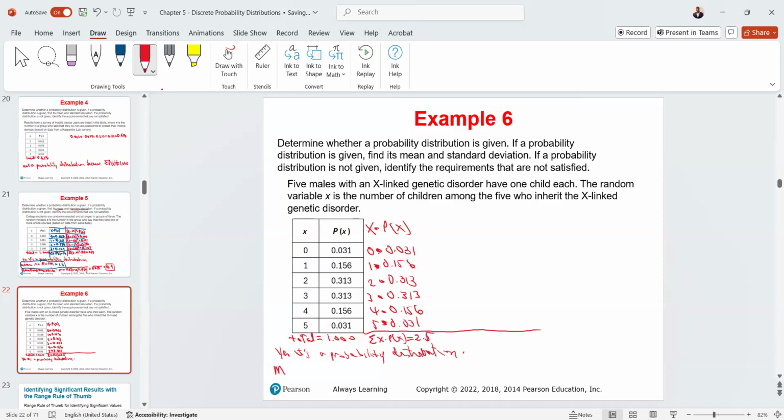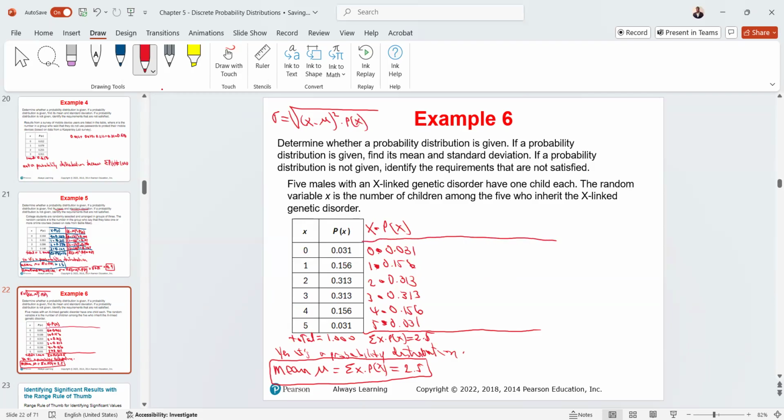So for us, the mean mu is the sum of x times p of x. That gives you 2.5. Now we know for the standard deviation, the answer must be the square root of x minus the mean, power 2, times p of x, right? So first of all, we need to put a column for this in the table. So we're going to do x minus the mean squared times p of x.